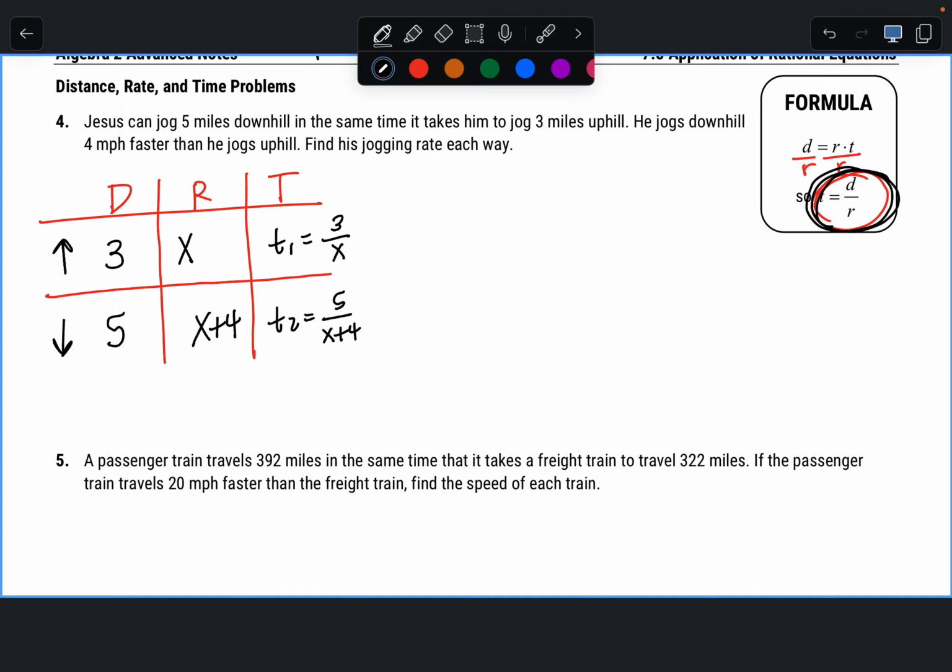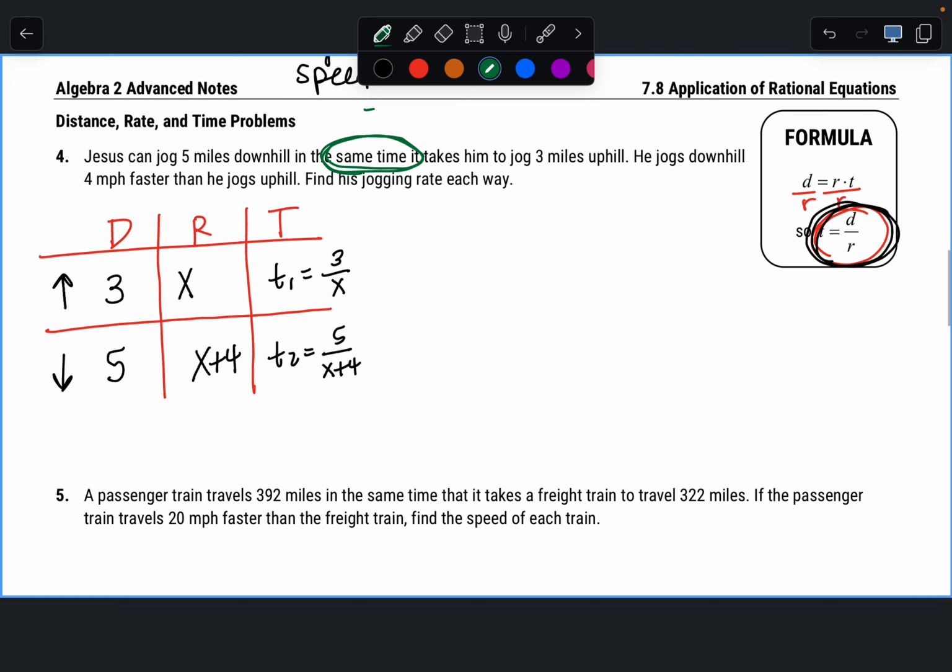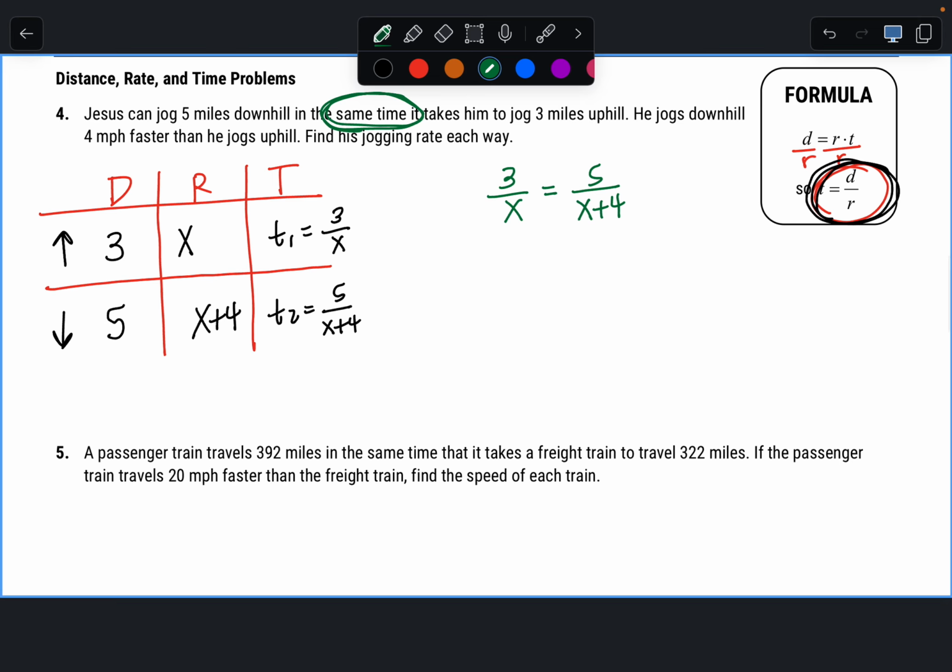Now, in the question, one important phrase that they include is he can jog 5 miles downhill in the same time as it takes him to jog 3 miles uphill. So when it's a same time question, you are setting these two things equal to each other. So I'm going to have 3 over x is equal to 5 over x plus 4, because it's going to happen in the same time.